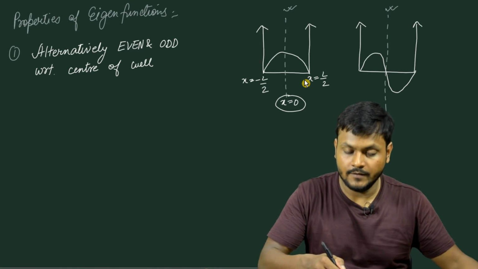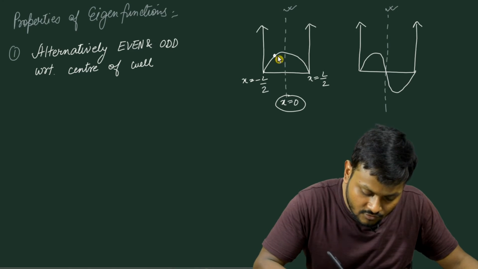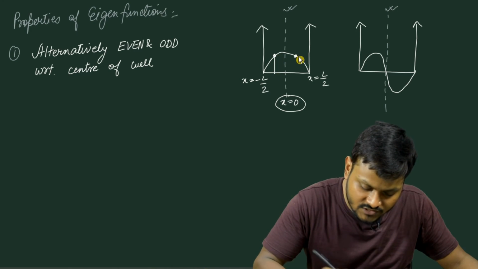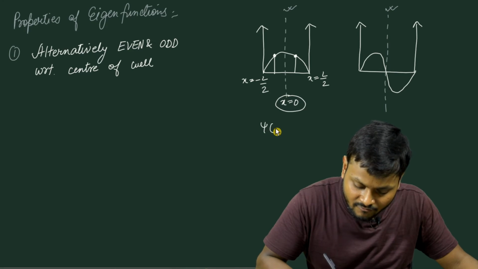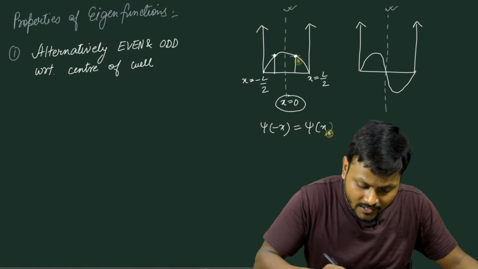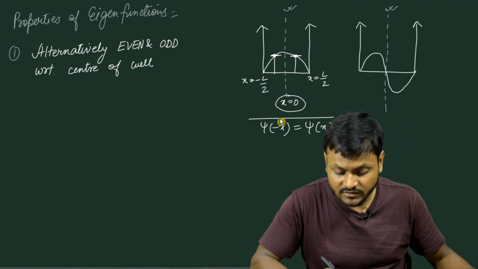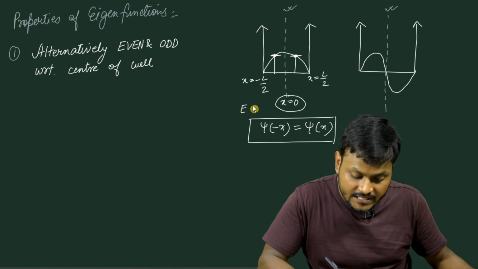If we did this, then for some negative value of x and some positive value of x, psi of minus x is exactly equal to psi of x. This is psi of x and this is psi of negative x, and they are exactly equal. Now this is known as an even function.